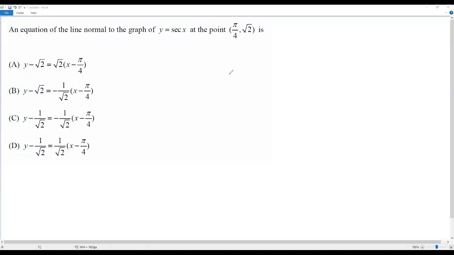Here we have an AP Calculus AB problem. Okay, let's go to the question. An equation of the line normal to the graph of y equals secant x at the point pi over 4 comma square root of 2.